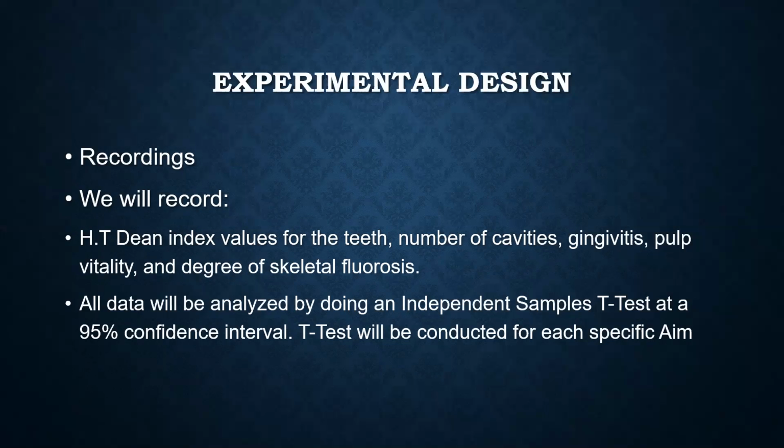The data will be analyzed by doing an independent samples t-test at a 95% confidence interval to see if there is a significance in dental fluorosis between the two communities. The t-test will be conducted for each specific aim. So for example, we will average the data of dental fluorosis occurring in Kingsburg and Pueblo, Colorado, and use a t-test specifically for that aim.